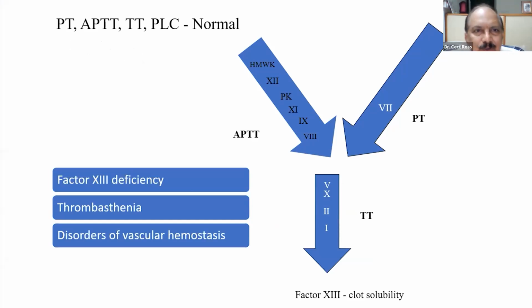Right. So supposing the PT, APTT, TT are normal and the platelets are normal, and still the person has a history of bleeding, then you think whether the person has factor 13 deficiency, or thrombasthenia, or a disorder of vascular hemostasis. Something that you have to look for, because in this case you normally would get some kind of history and then you strongly suspect, and after all screening tests, you have to rule out factor 13 deficiency. And of course, thrombasthenia, you will check by doing a bleeding time normally. And of course, disorders of vascular hemostasis.